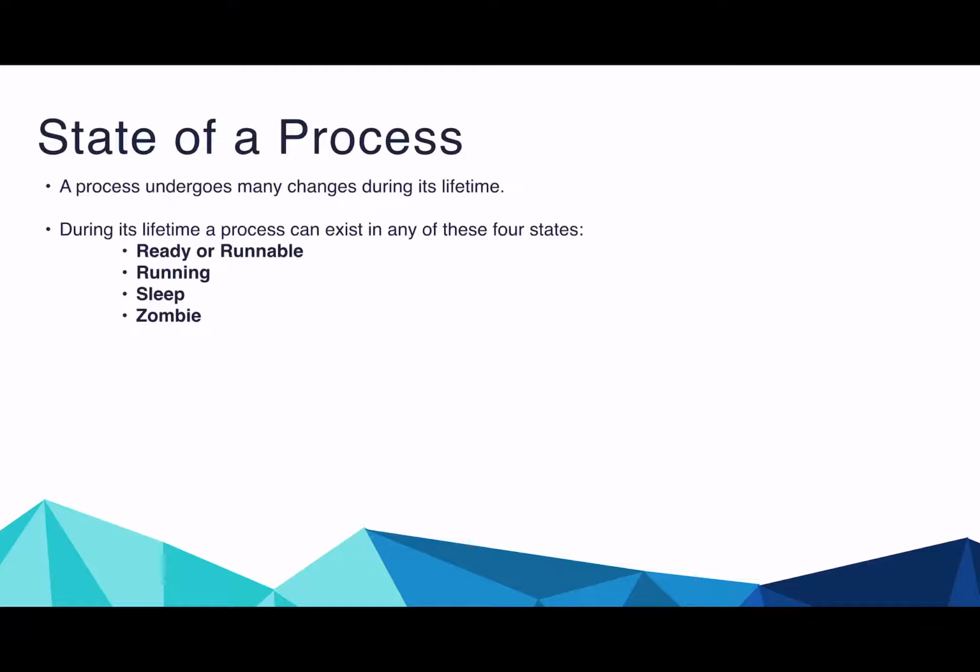A runnable process is ready to execute whenever CPU time is available. It has acquired all the resources it needs and is just waiting for the CPU to become available. If the process is in the run state, it means that the process is running on the CPU. In the sleep state, the process waits for a child process to complete or waits for a resource to become available.